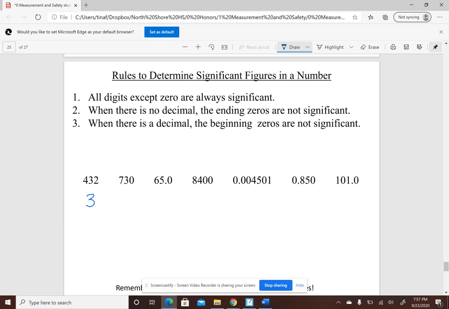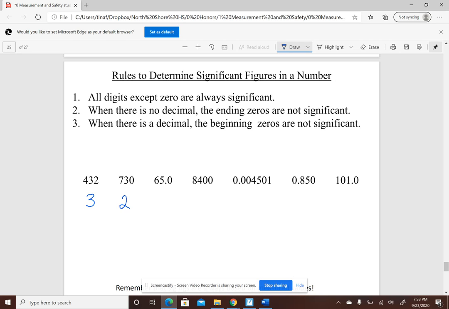My next example has a 0 in it. So now I have to pay attention to the other rules. So rule number 2 says when there's no decimal, the ending zeros are not significant. They don't count. They're placeholders. Okay, so see how there's no decimal in that number? That means that the 7 and the 3 are significant, but that ending 0 is not. I don't count that as a significant figure. So there are only 2 sig figs in that number.